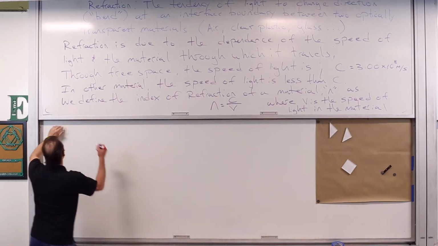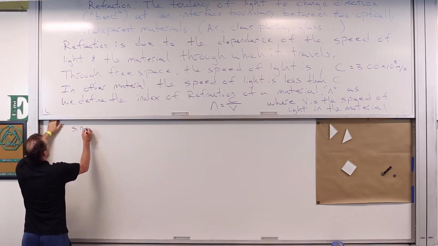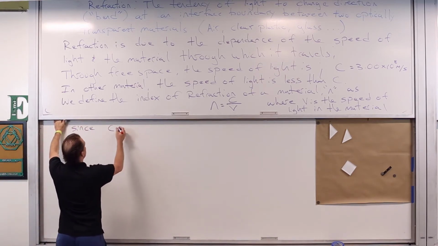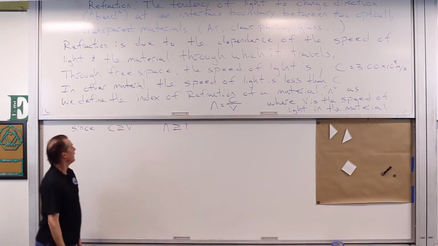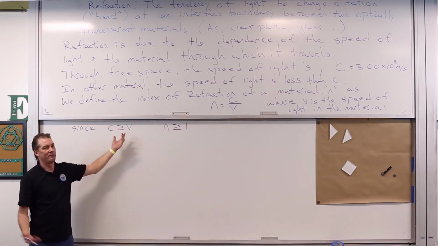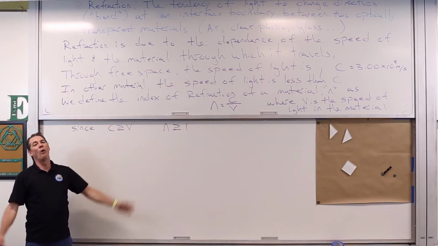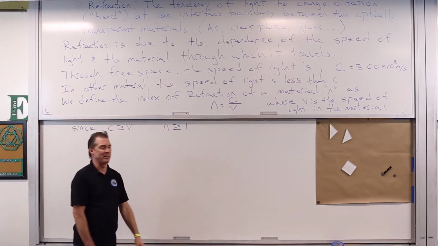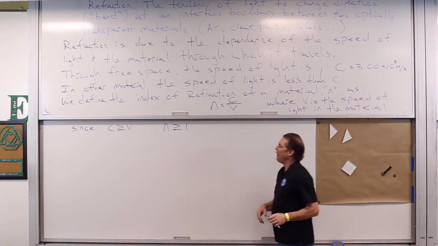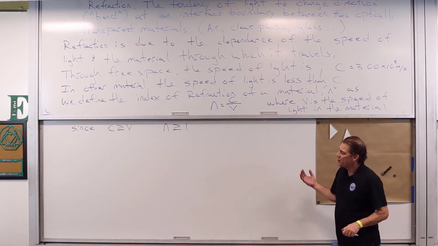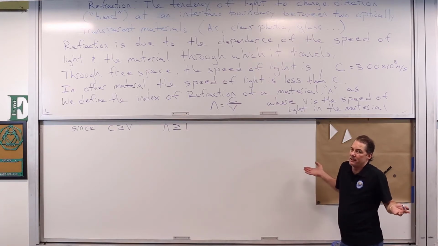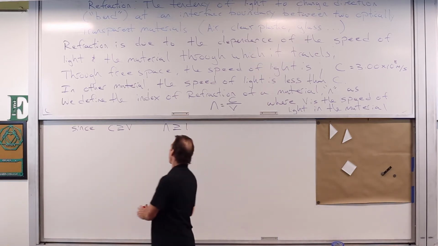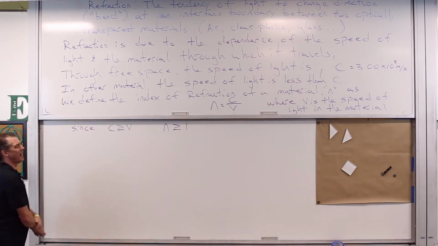Why? Well, for one, since c will always be greater than or equal to v, n is greater than or equal to 1. When is c equal to v? Well, when we're talking about free space. Or if we round something off to some significant figures, like air has a speed that's very close, light in air has a speed that's very close to the vacuum speed. It's 3 significant figures, it's the same. So in that case, we'd say that the index of refraction of air is equal to 1. The other materials, not so much.